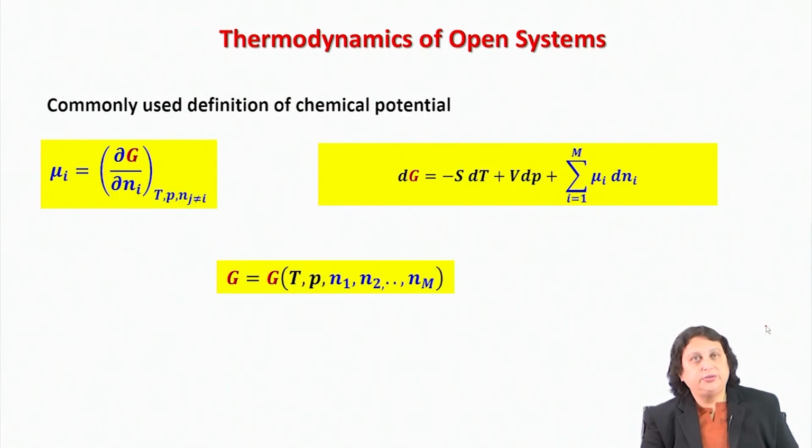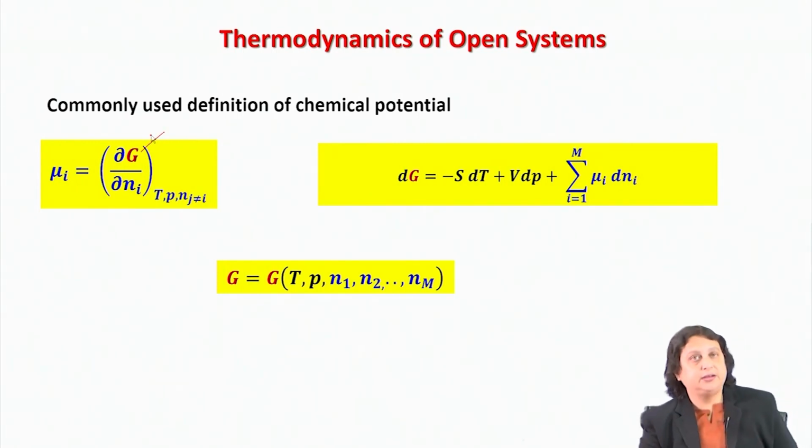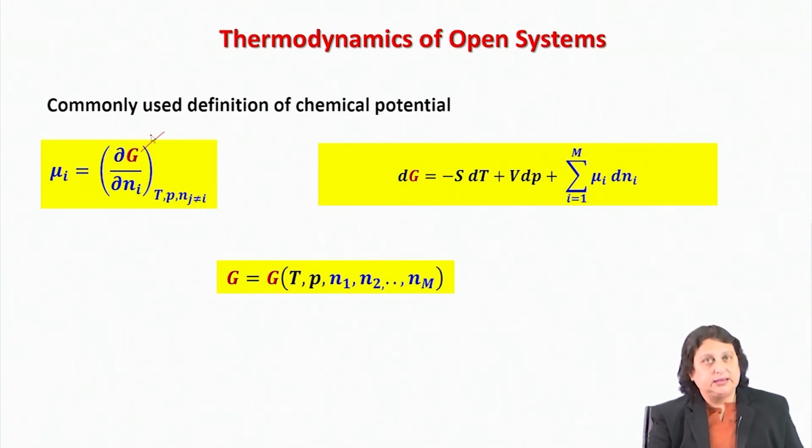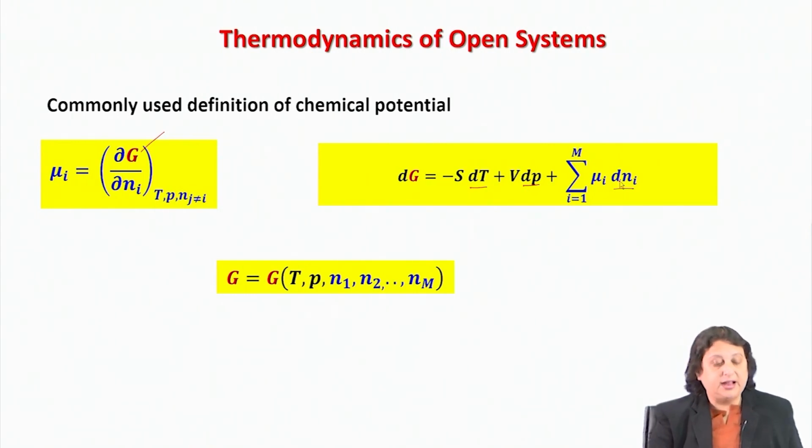And I've also introduced you to the commonly used definition of chemical potential as a partial derivative of the Gibbs free energy with respect to the number of particles of the ith type present in an M component system. And here we find that dG is given in terms of dT, dP and dNi, and by definition Gibbs free energy is an extensive property and mu is an intensive property.